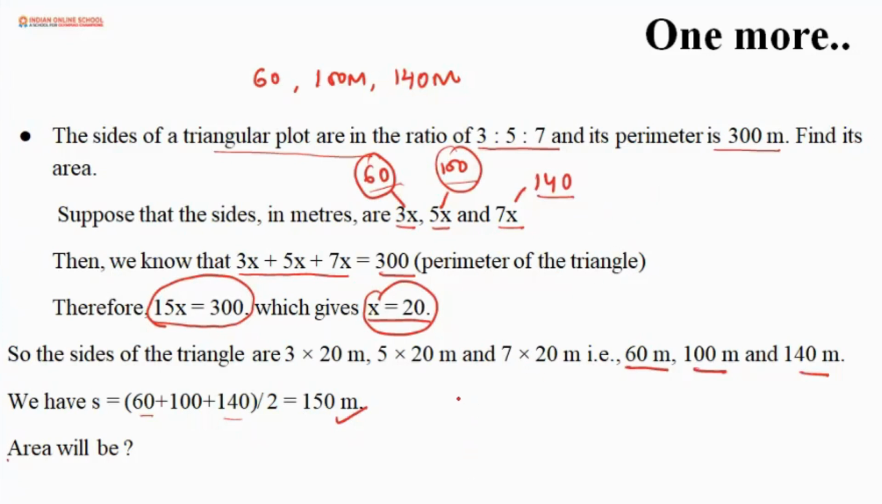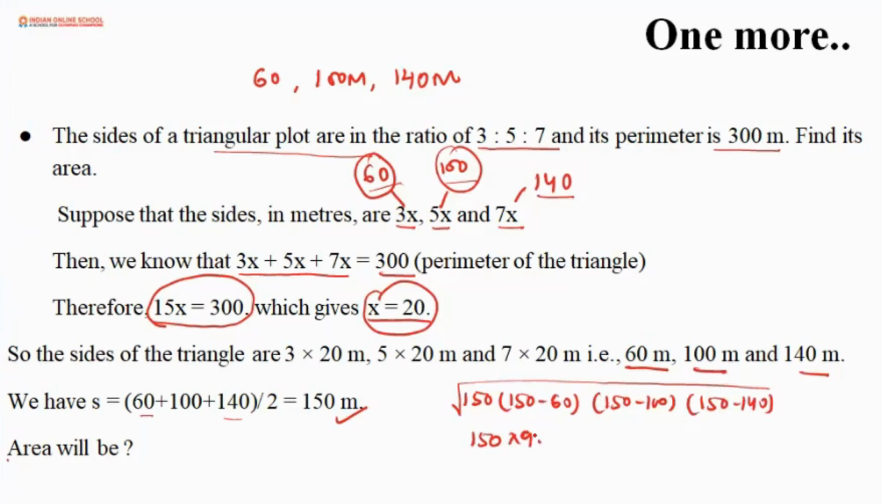After that, we'll do 150 into 150 minus 60, since that's the first side. Then it'll be multiplied by 150 minus 100, since it's the second side. Then 150 minus 140, which is the third side. Very nice. After this, you'll get 150 into 90 into 50 into 10. Yes, ma'am. Correct.